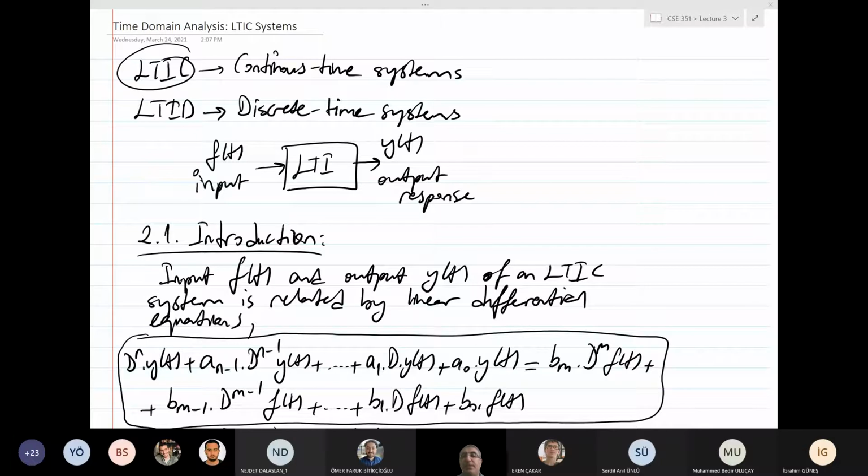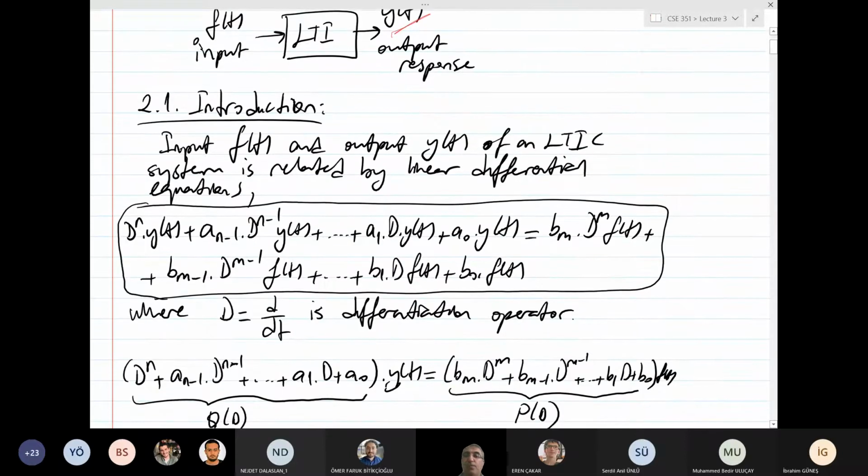So for an LTI system, we have an input f of t and we have an output y of t. And the system is going to modify or process this input according to the characteristic function of the system. So let's start with the introduction.